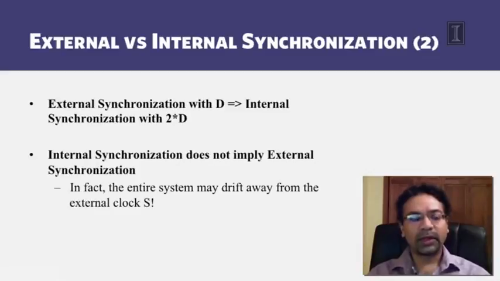External and internal synchronization are related to each other. If you have external synchronization in a given group with a bound of d, this automatically implies internal synchronization with a bound of 2d. Why is this? Well, in the worst case, a process may be d ahead of the external source, and another process may be d behind the external source, so the difference between them is 2 times d. But the other way around is not true.